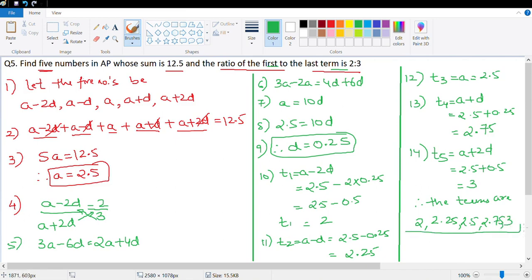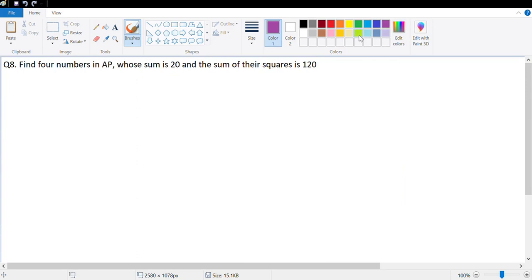That's our final answer. Good, let's look at the next question. The next question that we have is question number 8. It says find 4 numbers in an AP. So we have even number of terms. So my terms will be a minus 3d, a minus d, a plus d, and a plus 3d. The sum is 20 and sum of their squares is 120.